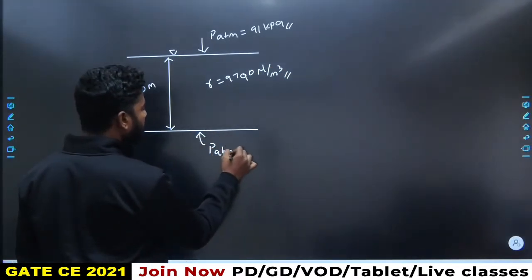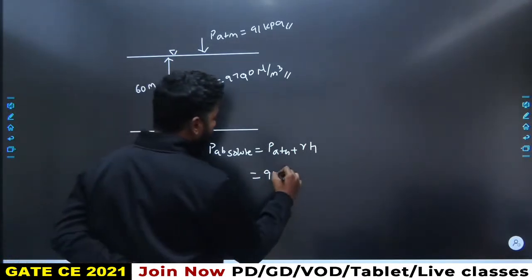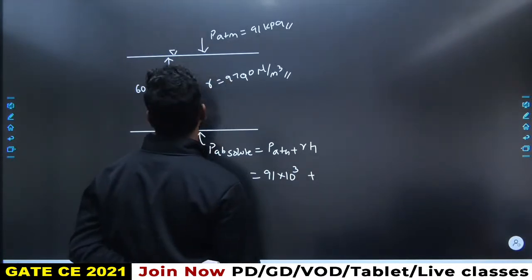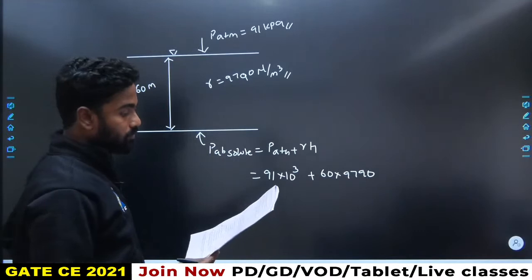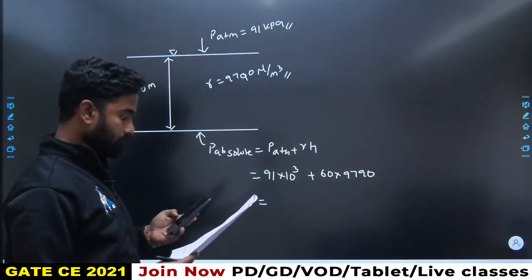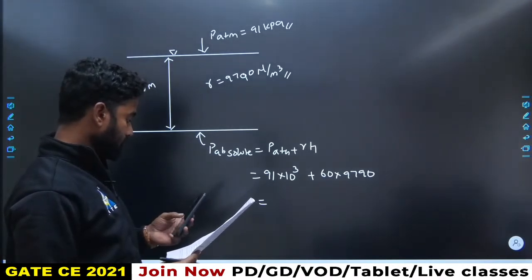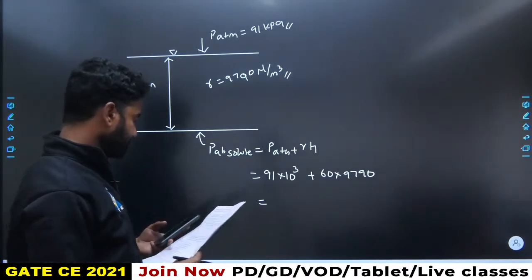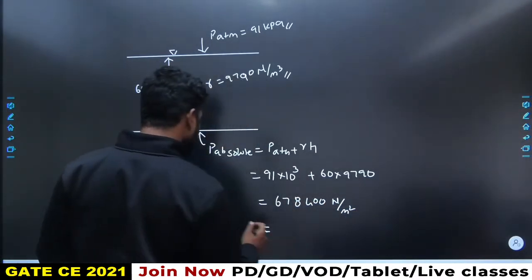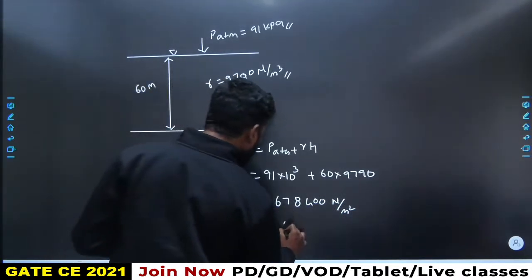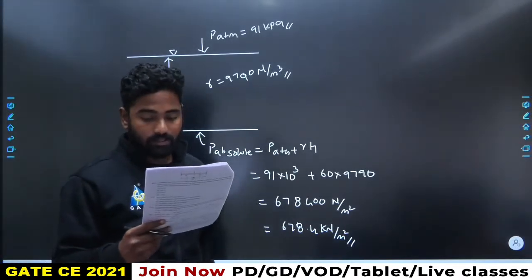He is asking P absolute here. So, P absolute is equal to P atmosphere plus gamma into H. P atmosphere 91 kilopascals, 91 into 10 to the power of 3 Newton per meter square plus 60 multiplied with 9790 Newton per meter square. So, 91 multiplied with 1000 plus 60 multiplied with 9790 is equal to 678,400 Newton per meter square. He has asked in kilopascals. So, divide this by 1000, 678.4 kilonewton per meter square. So, very simple question, nothing else in this.